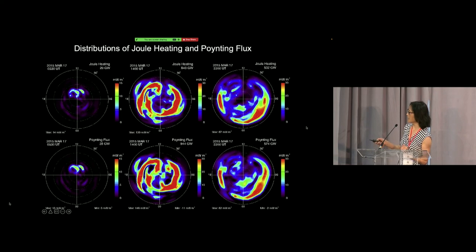with the largest AE index. And you see very much enhanced both Joule heating and Poynting flux. And this is the relatively steady IMF near the main phase of the storm.